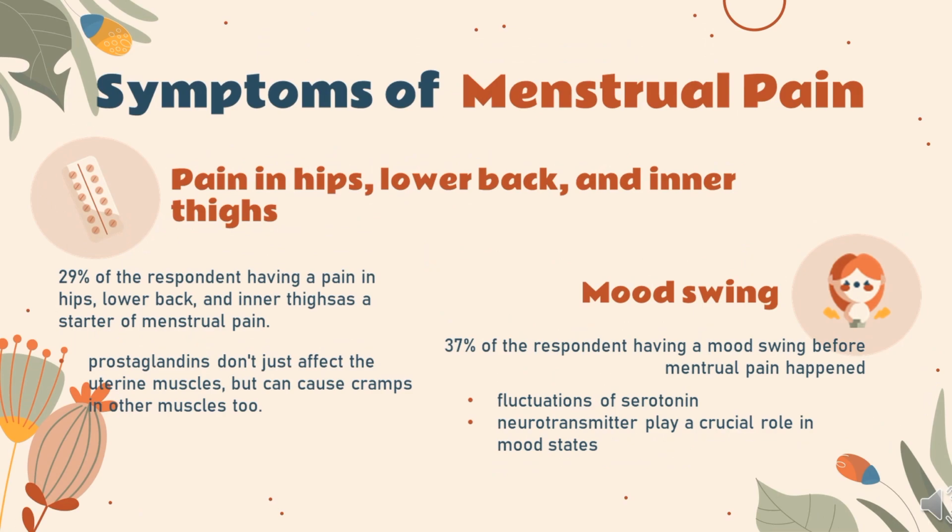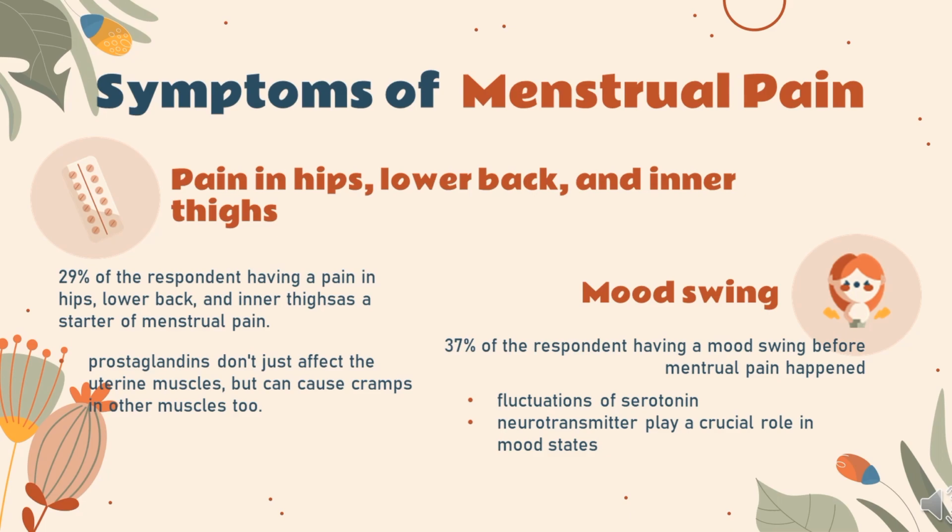Next, pain in hips, lower back, and inner thigh. According to the survey, 29% of respondents have pain in their hips, lower back, and inner thigh as a starter of menstrual pain. During the menstrual period, prostaglandins that are released in your body help shed the lining in the uterus. Unfortunately, it not only affects the uterine muscles, but can also cause cramps in other muscles too.